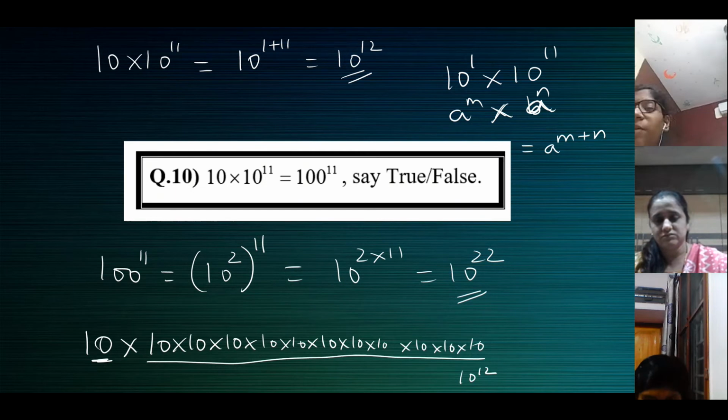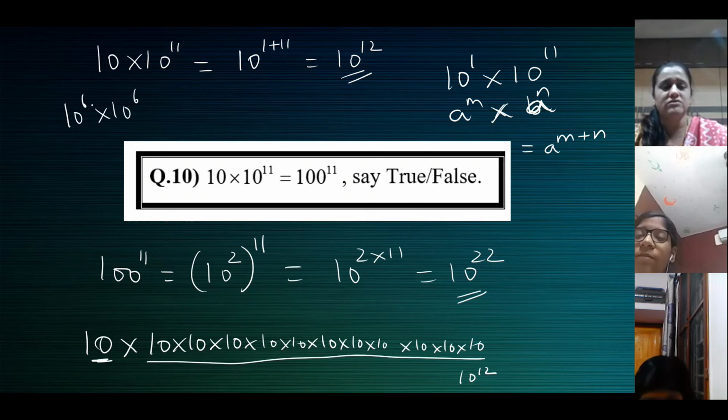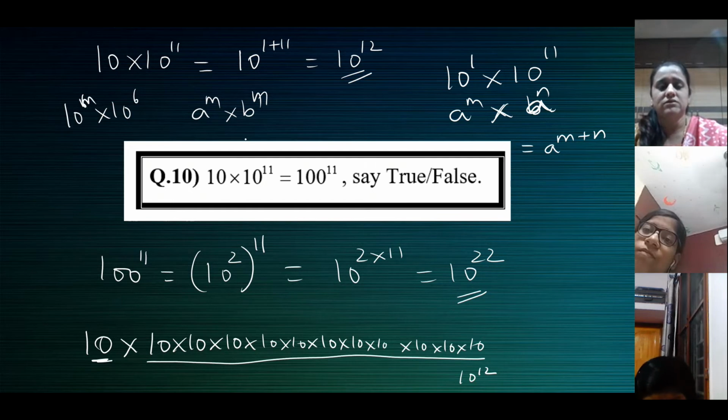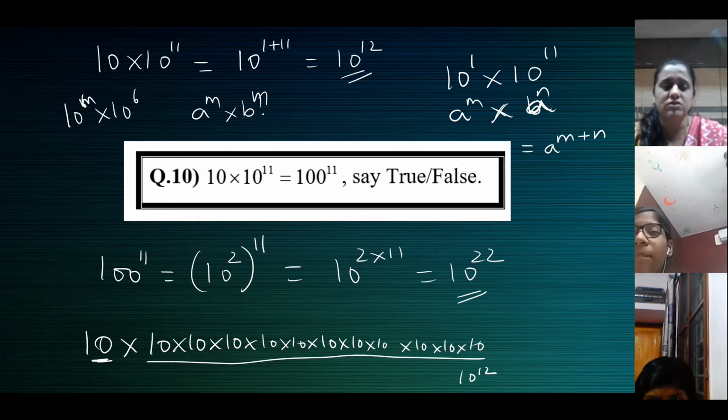Then what about 10 to the power 6 into 10 to the power 6, ma'am? Yeah, the powers need not necessarily be different. M and N need not be different always. They can also be the same. 10 to the power 6 into 10 to the power 6 is the same as a to the power m into a to the power n.